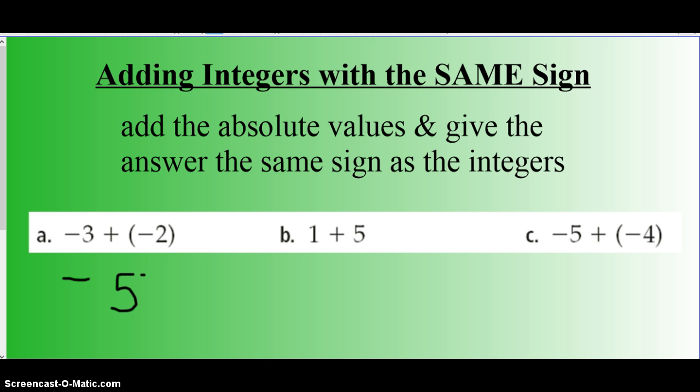Letter B, we've got 1 plus 5, absolute value, 1 plus 5, and we know that that is a positive 6. And letter C, again, we've got two negative signs, so we just simply add those two values together. We've got -5 plus -4 would be -9.